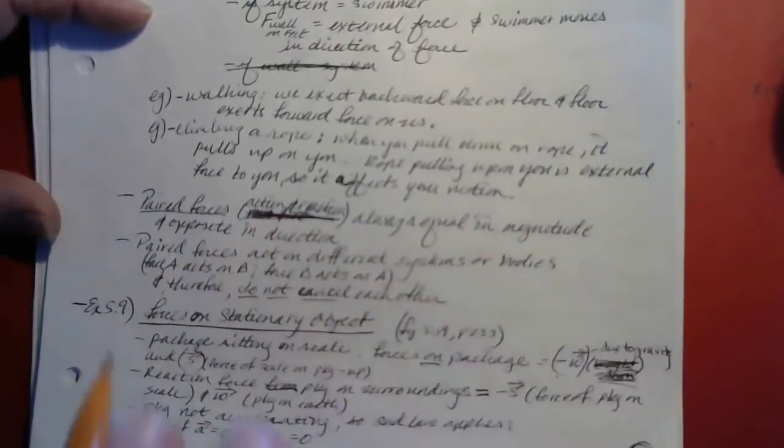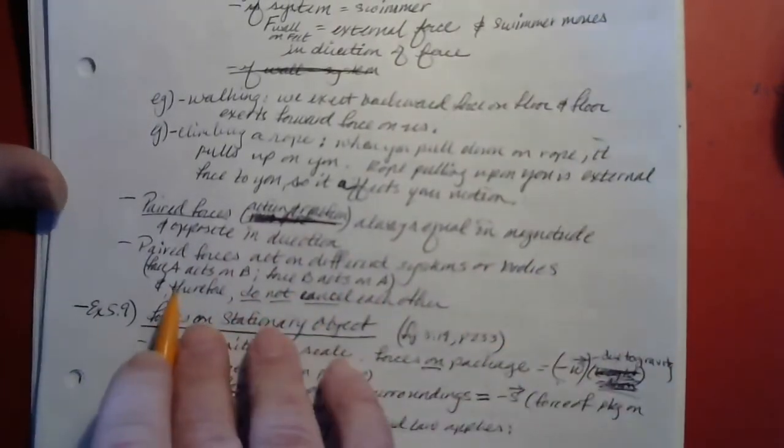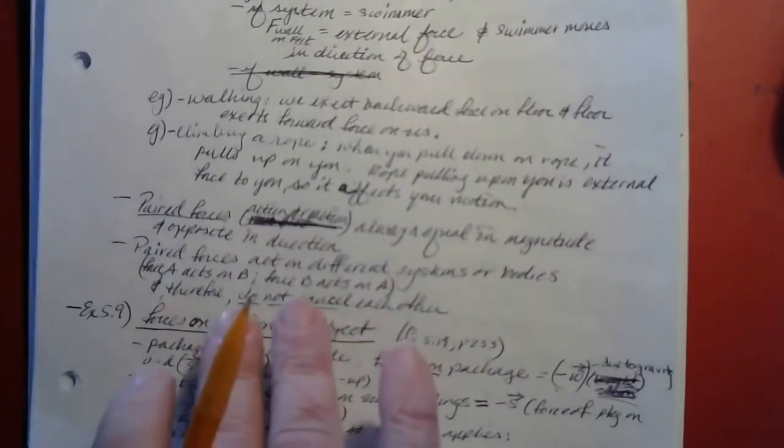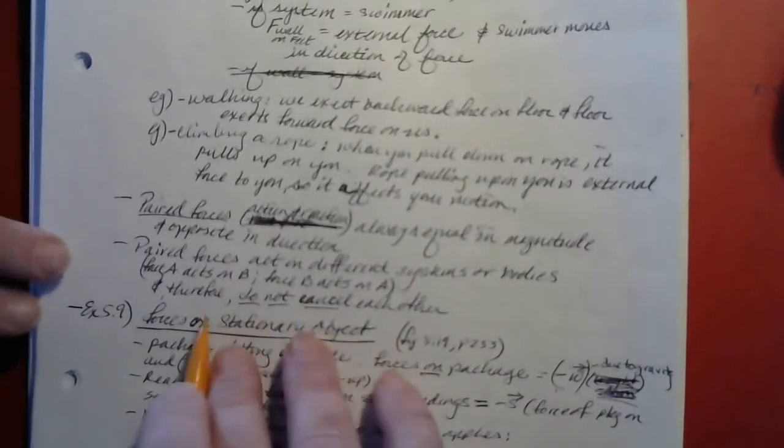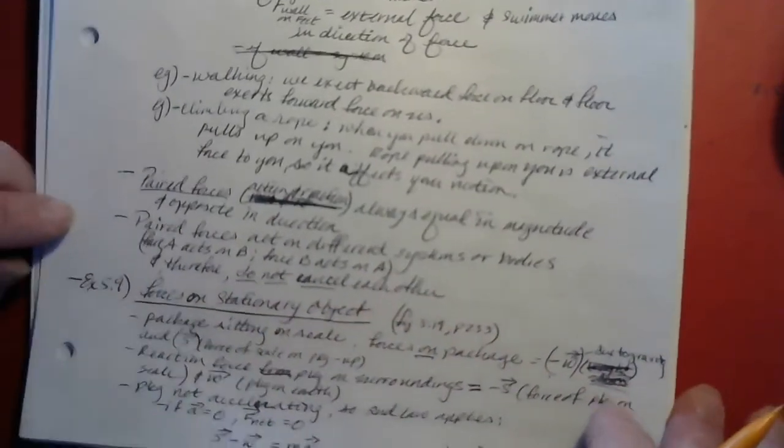All right, so the paired forces, that is the action force and the reaction force, are always equal in magnitude but opposite in direction. They act on different systems or bodies. So like, again, the swimmer acting on the wall versus the wall acting on the swimmer. Those are the paired forces. And that's why they don't cancel each other.